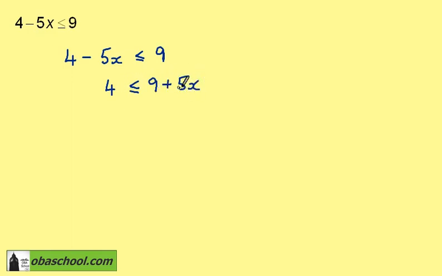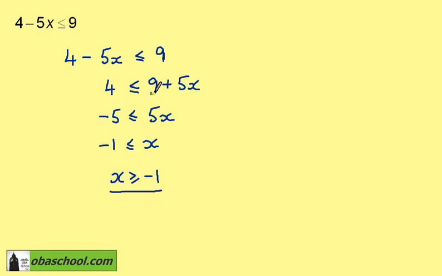If we then subtract 9 from both sides, we get minus 5 is less than or equal to 5x, and dividing both sides by 5 gives minus 1 is less than or equal to x. The open side faces the x, so this is x is greater than or equal to minus 1.